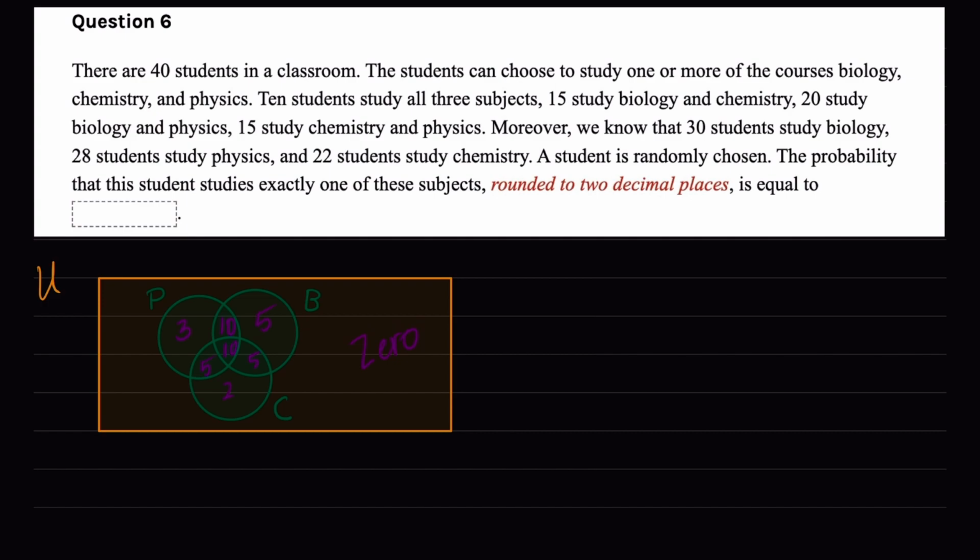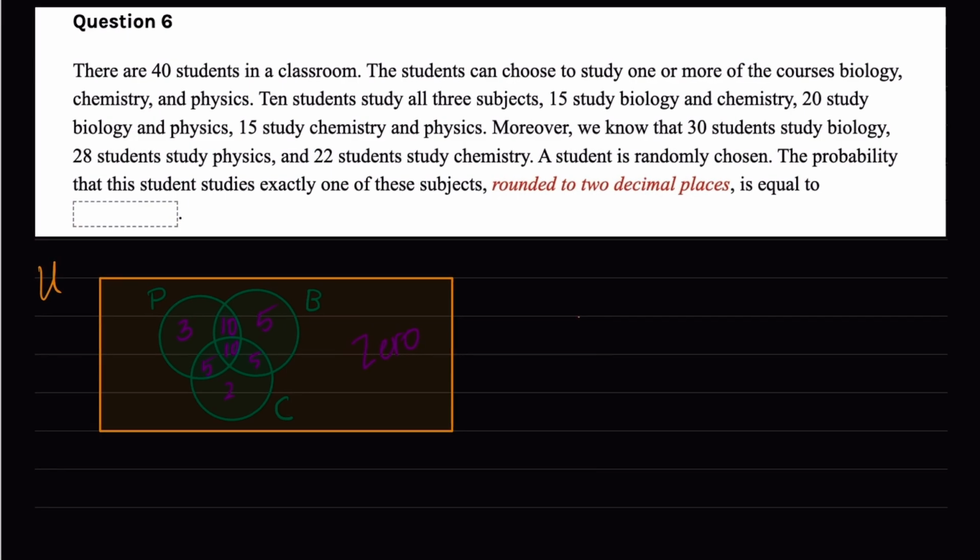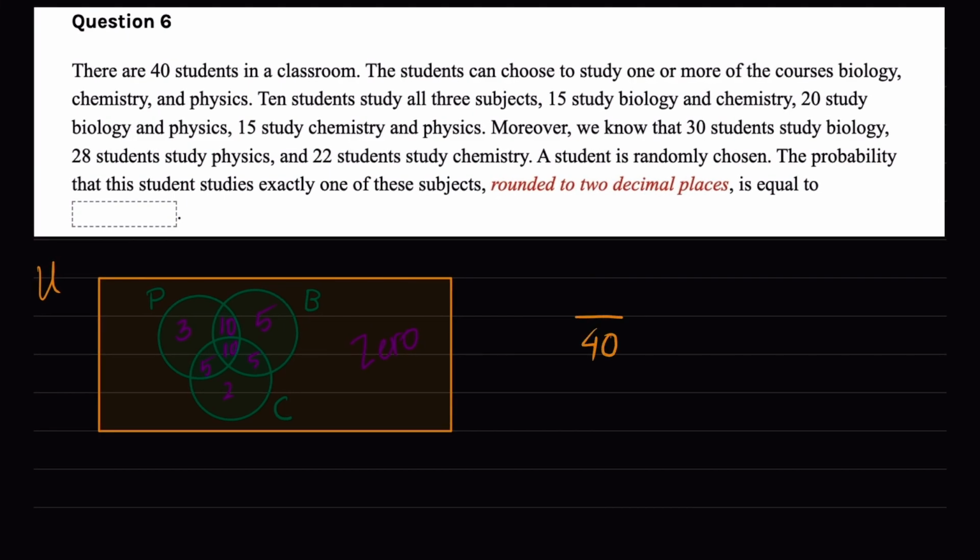Okay, now I pick a student randomly. How many options do I have in total? 40, and I want to find the chance. So I write a fraction whose denominator is the total number of ways that I can pick a student, which I know is 40. And now I am interested to see the chance that this student that I picked studies exactly one subject.